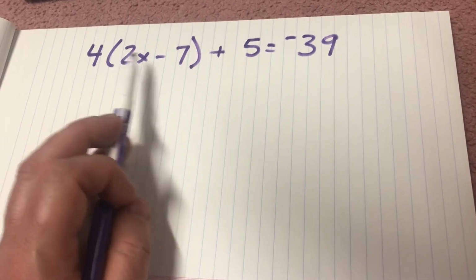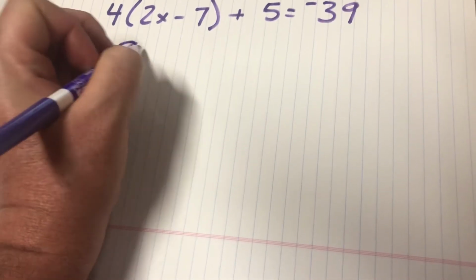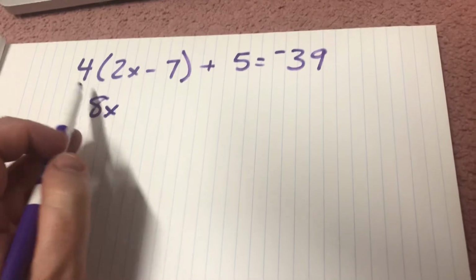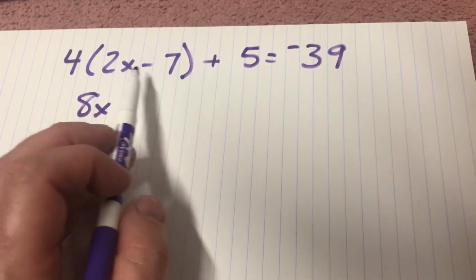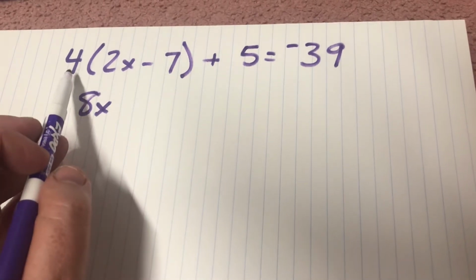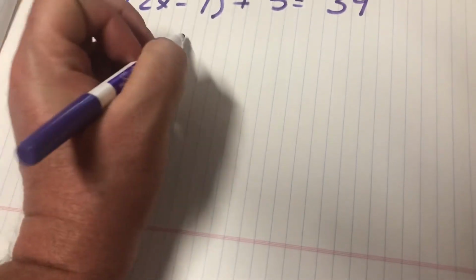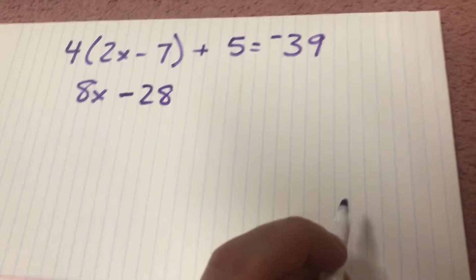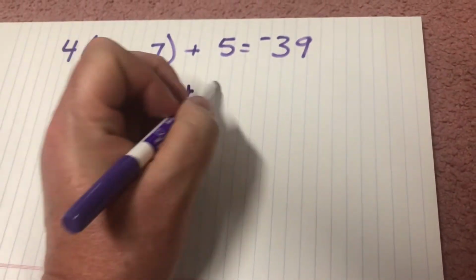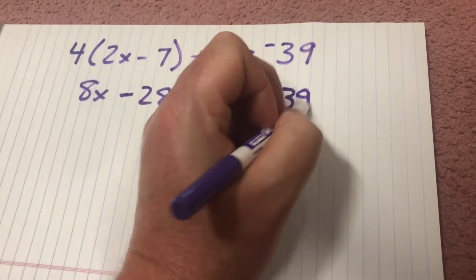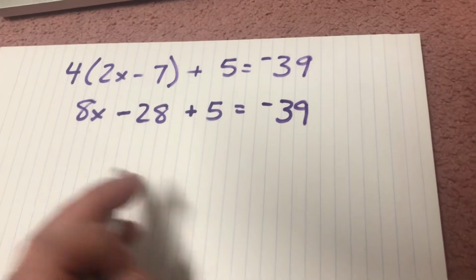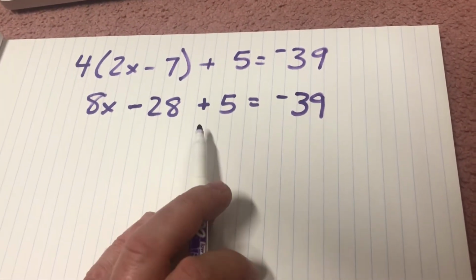So 4 times 2x is going to be 8x. And then 4 times a negative 7. Remember, this isn't just minus 7. It's a negative 7. 4 times a negative 7 is going to be negative 28. And then I'm just going to add on my plus 5, and then that's going to equal negative 39. So now, once again, I'm back to trying to combine like terms.